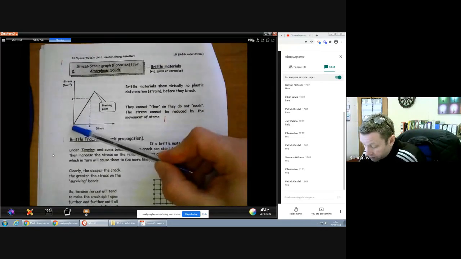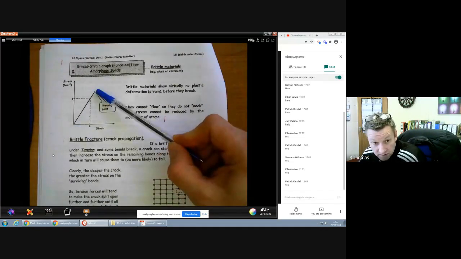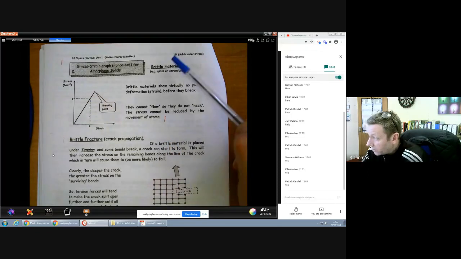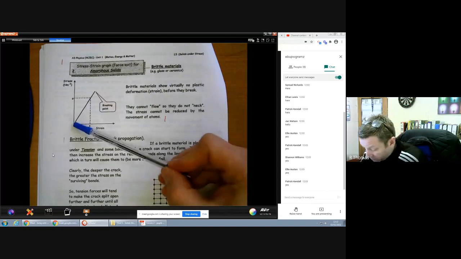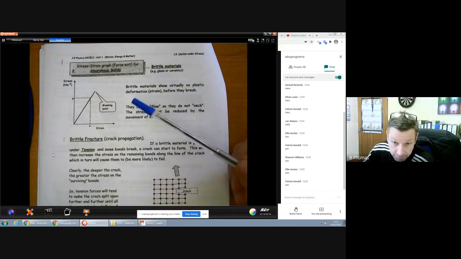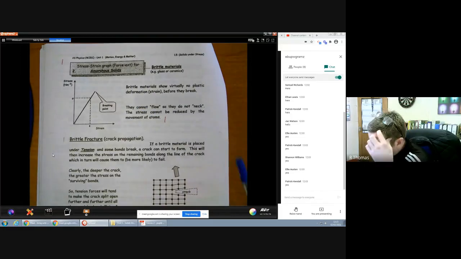Here's our stress strain graph for a brittle solid. Okay, there's no curve there. There's no elastic limit. It doesn't then stretch a bit and yield. It just follows Hooke's law for a bit and then snaps. Okay. They cannot flow, so they do not neck. So don't forget, necking is the thinning out. And here's why.